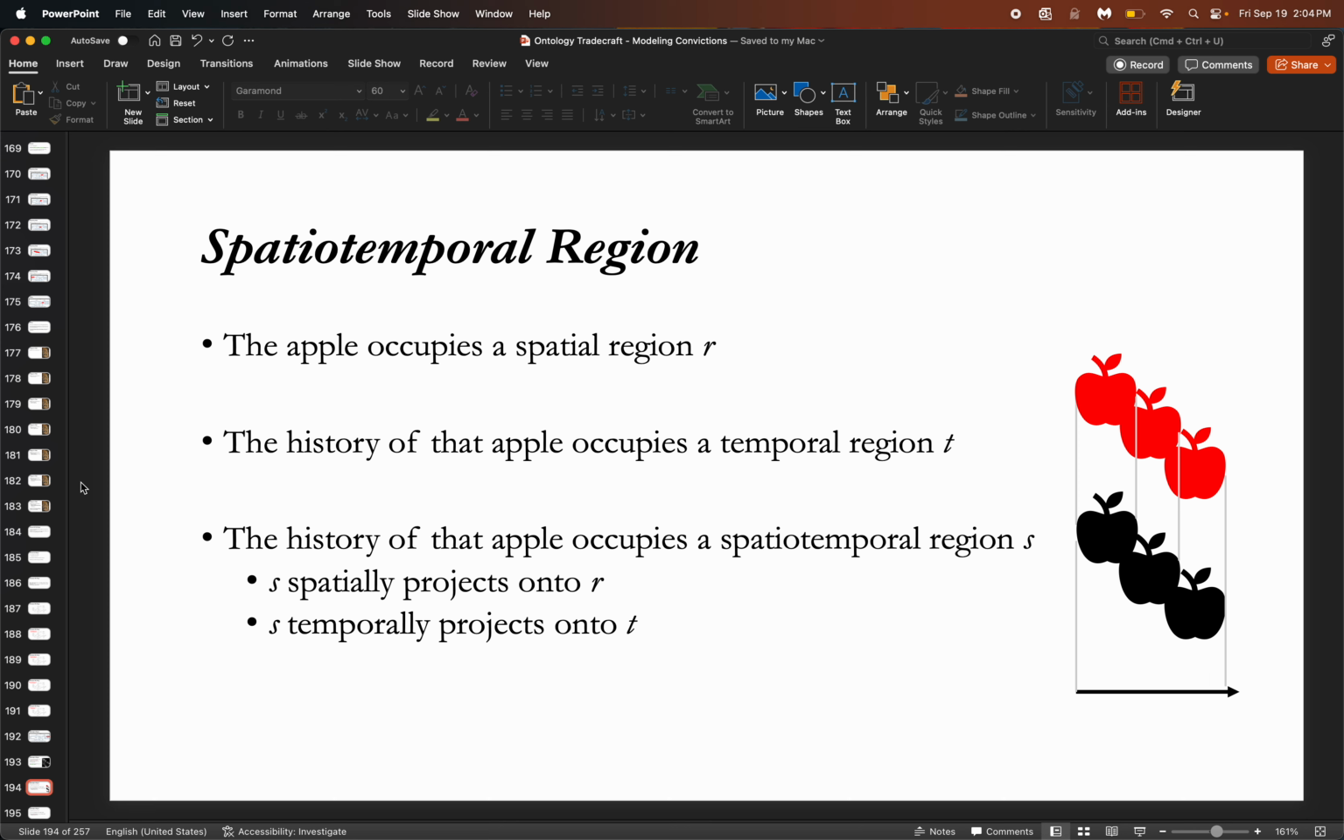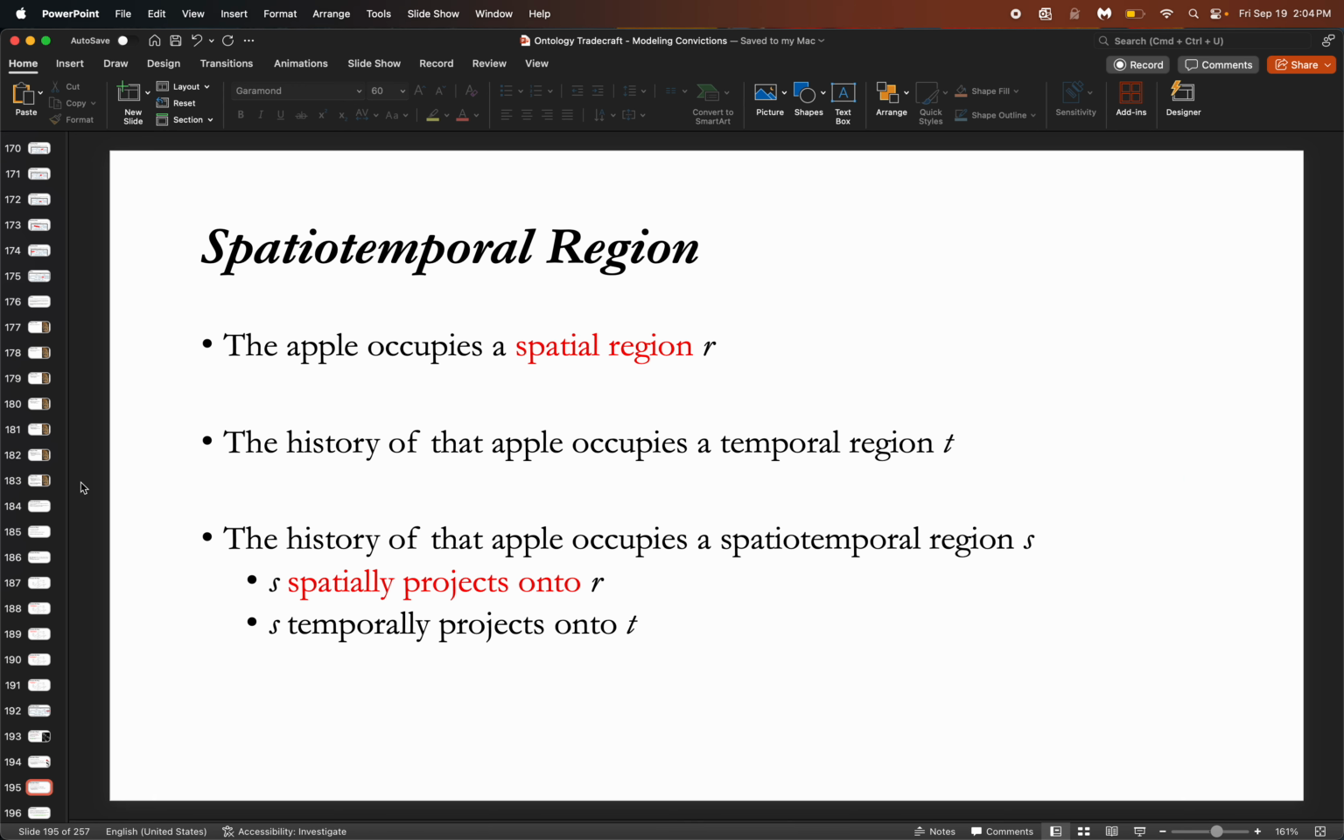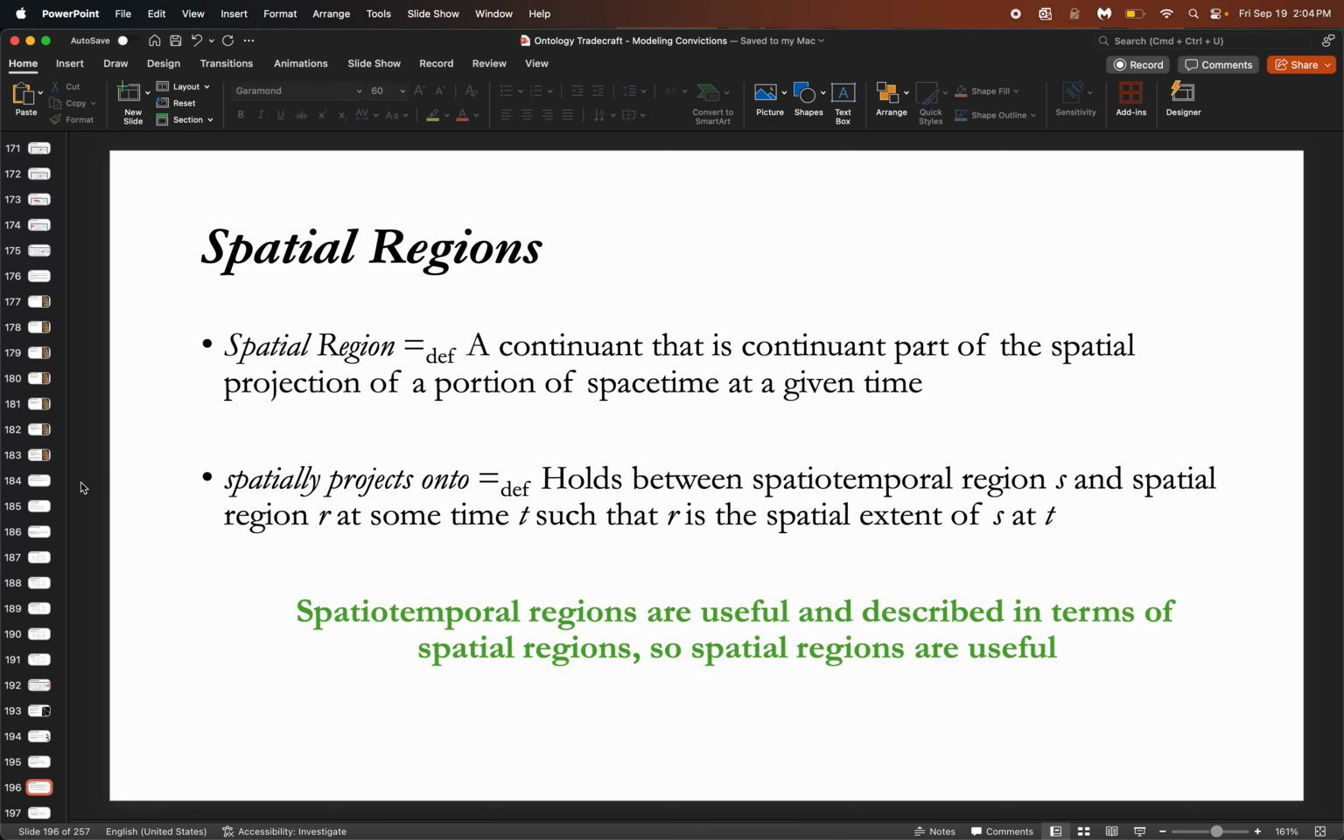In the history of that apple, it occupies a temporal region, or spatiotemporal region S, where S spatially projects into that spatial region and temporally projects into that time. You see, spatial region, spatial projection. So remember, spatiotemporal regions are the sorts of things that are useful and described in terms of spatial regions, which makes spatial regions quite useful for our purposes.